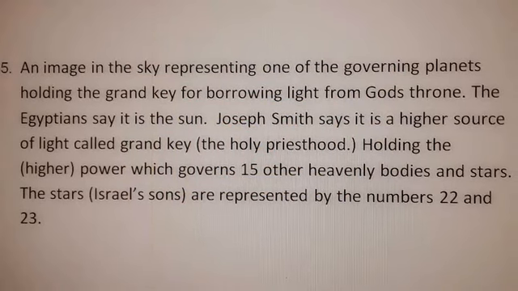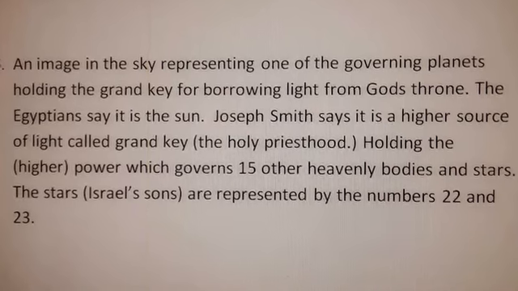Joseph says in number 5, it's an image in the sky representing one of the governing planets, holding the grand key for borrowing light from God's throne. The Egyptians say it is the sun. Joseph Smith says it's a higher source of light called the grand key, or the priesthood, which Joseph, as the birthright son, would hold, holding the higher power which governs 15 other heavenly bodies and stars.